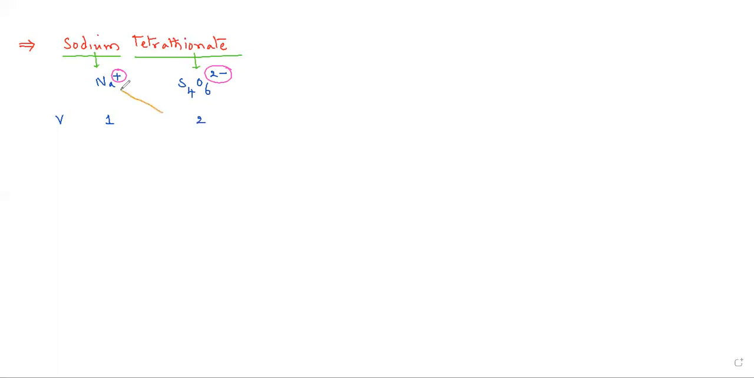Come on, take criss-cross method. So that will be Na2S4O6, right? So that is the formula of sodium tetrathionate. Okay. Now let us take one more example.